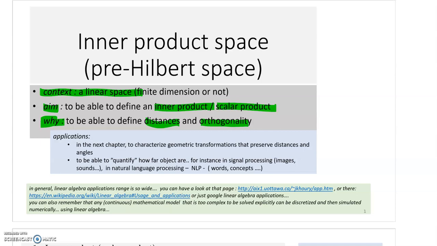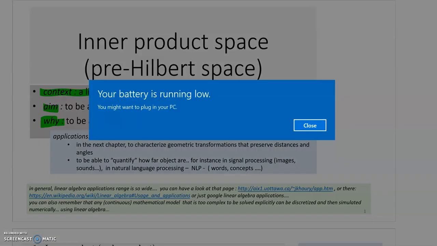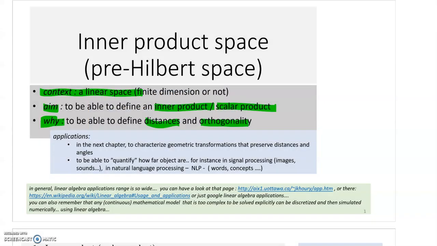In R2 and R3, you already know why it's very nice to have distances and orthogonality. But in more general spaces, it's going to be something that is very important. We want to be able to quantify how far objects are from each other. And you've got quite a few applications here that are given, or you can have a look at those pages to see other applications that you can look at.